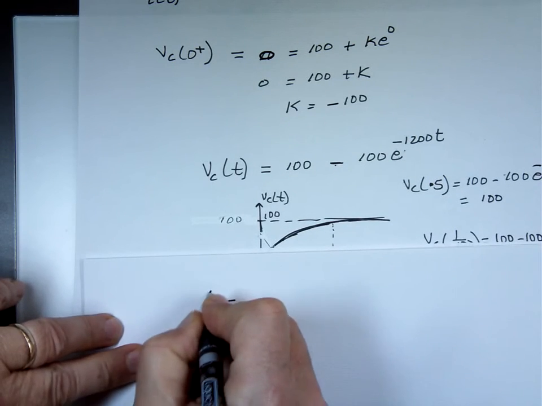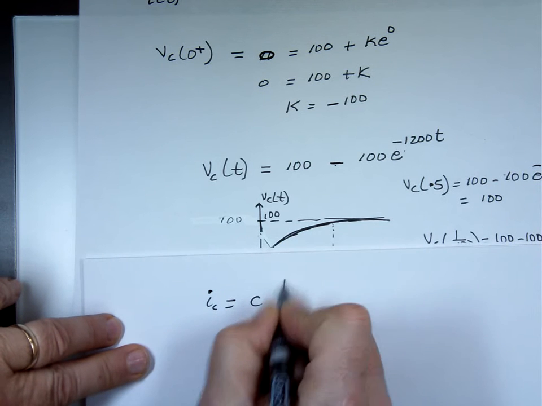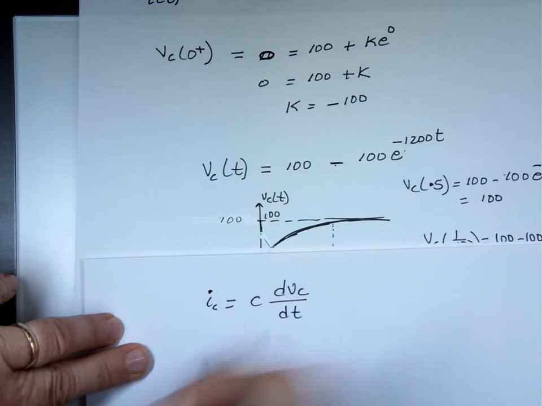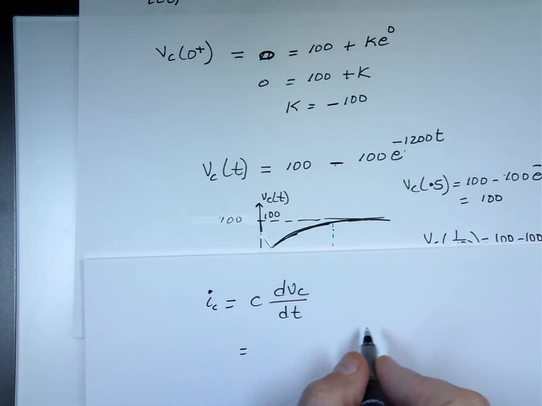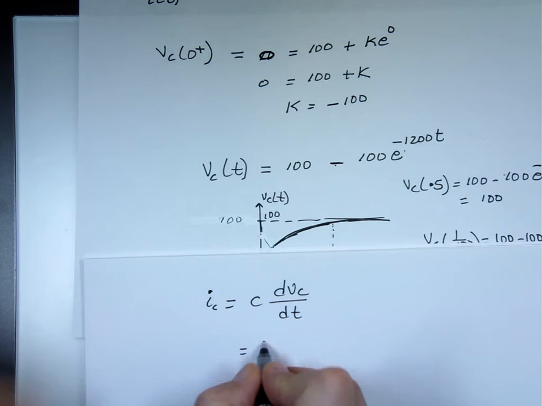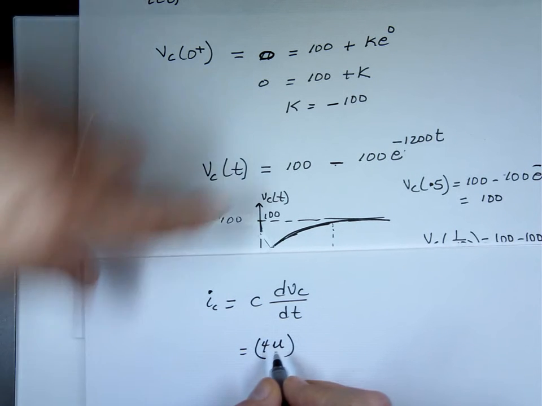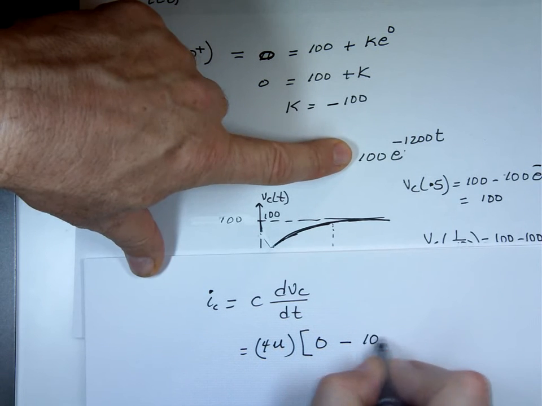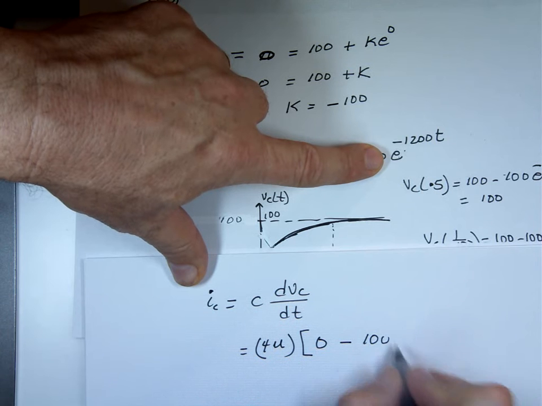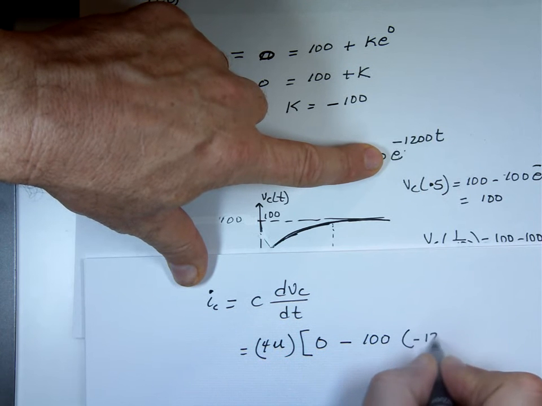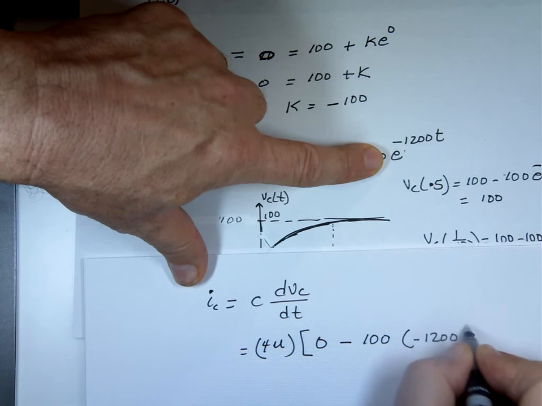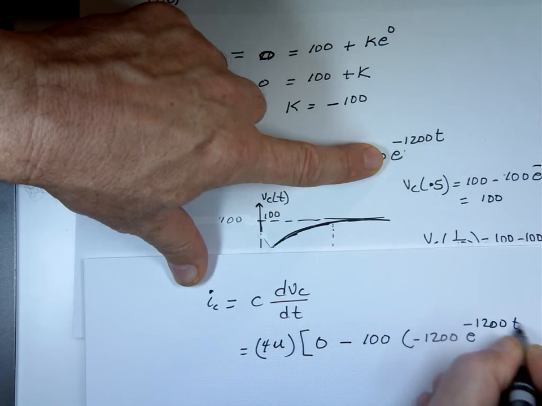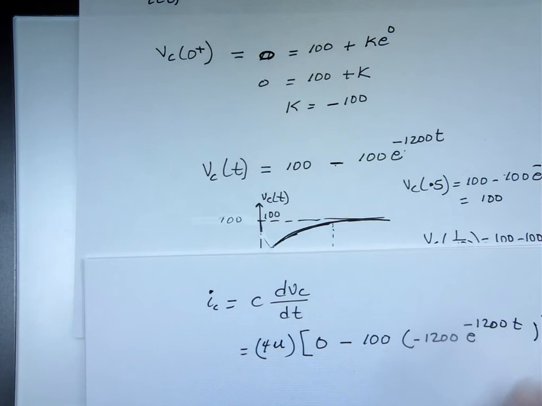This is I equals C dVc dt. And what is C here? C for this problem is 4 micro. What is the derivative of 100? 0. What's the derivative of e to the negative 1200t? Negative 1200 e to the negative 1200t. So minus times a minus, that's a plus. What's 1200 times 100, that's 120,000, times 4 micro.